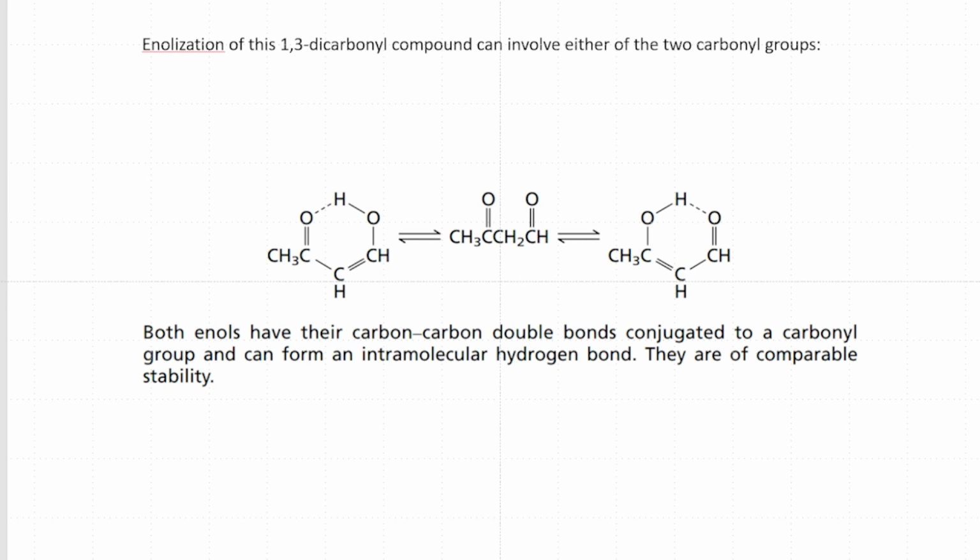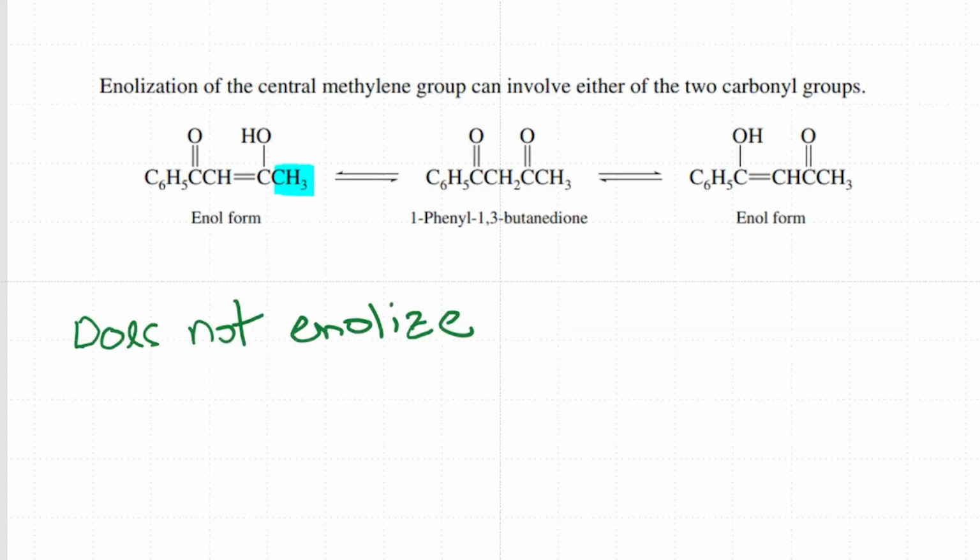Now if the aldehyde is involved in the enol formation, then you end up with this kind of structure. And if the ketone is involved in the enolization, then you get this kind of structure. And they are of comparable stability.